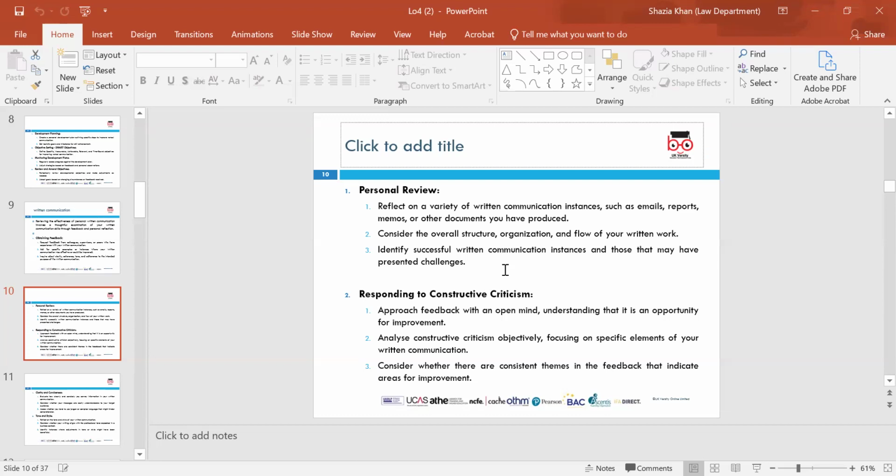Approach the feedback with an open mind, understanding that it's an opportunity for improvement. So constructive feedback, again, as mentioned, is not there to put you down or anything. It's there to improve your work, and it also helps you to get better. Analyze constructive criticism objectively, focusing on specific elements of your written communication, and consider whether there are consistent themes in the feedback that indicate areas for improvement.